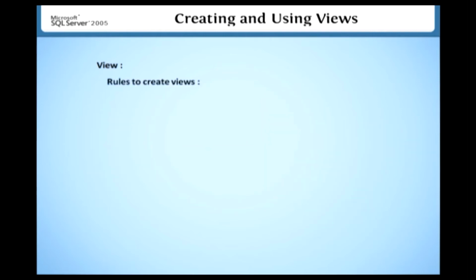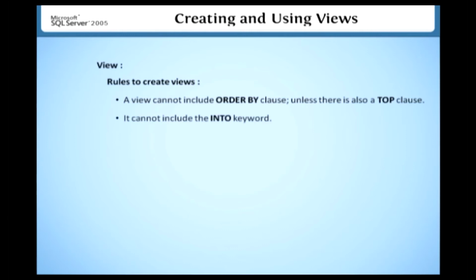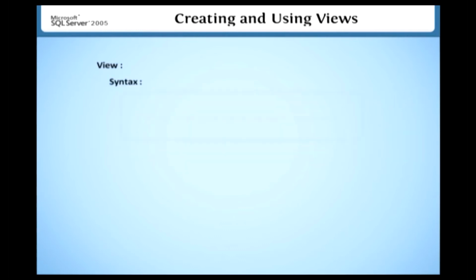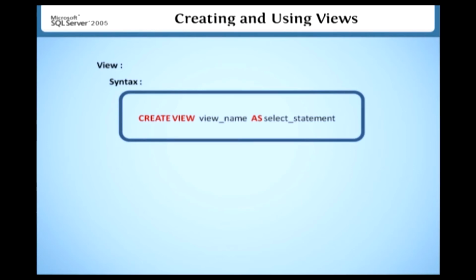There are some rules to creating views, so let's take a look at that. A view cannot include an ORDER BY clause unless there is also a TOP clause. It cannot include the INTO keyword. A view should not include COMPUTE or COMPUTE BY clauses. It should not reference a temporary table or a table variable. Now, let's see the syntax. Here, the CREATE VIEW command creates a new view with the given view name. The SELECT statement is used to retrieve the column values from the table and assign them to the view.